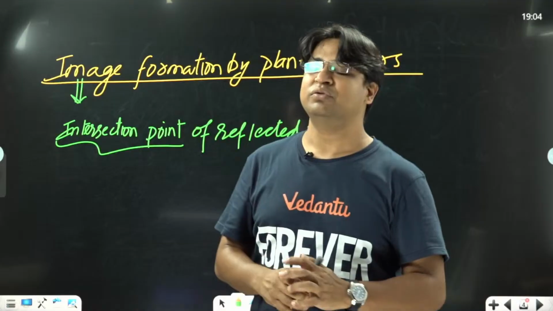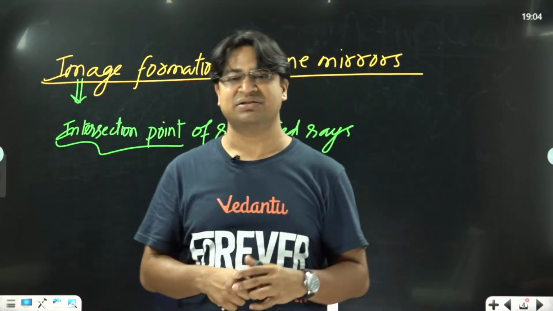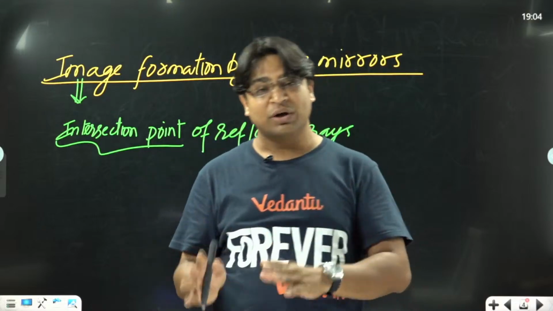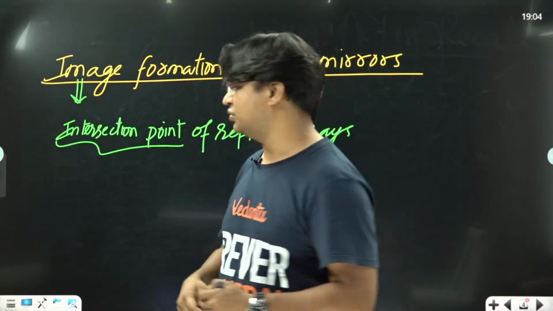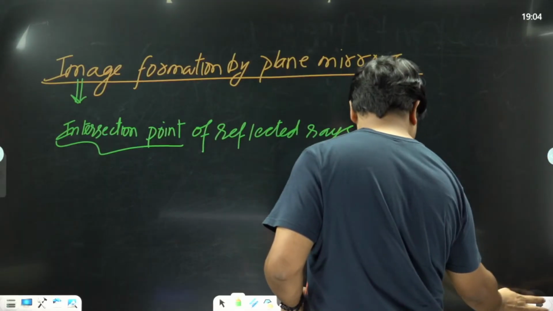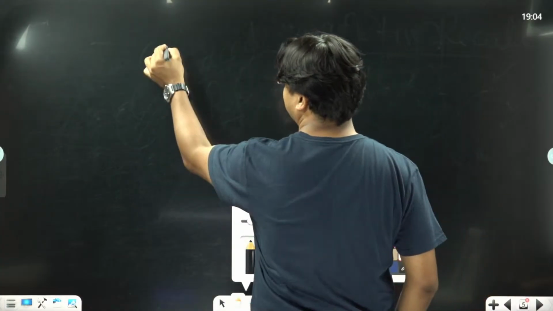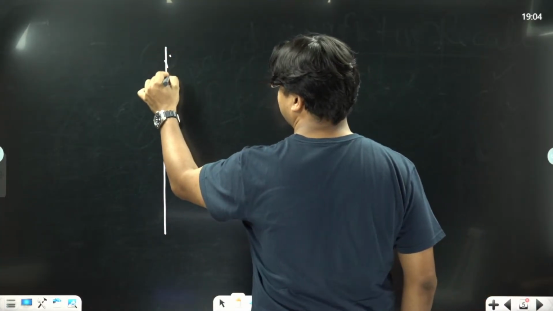So we will try to work with the minimum number of rays, and then we'll see why it was okay to work with the minimum number of rays. We want to talk about image formation. So what is the situation now? Let's say we have a mirror. Let's say this is a plane mirror like this.